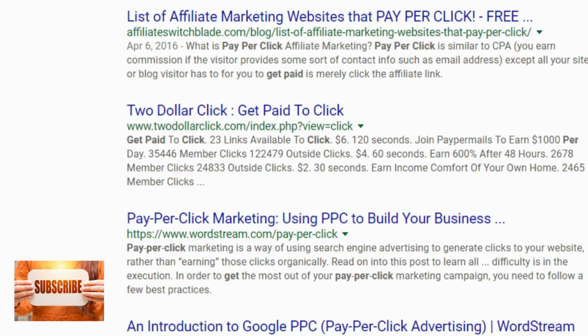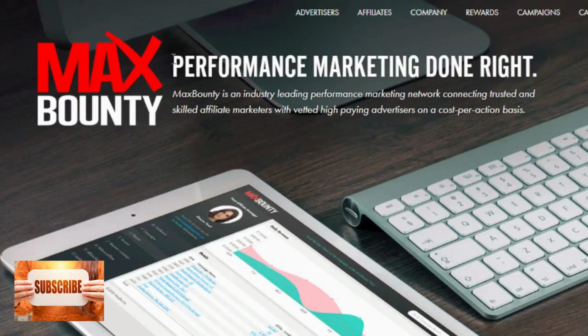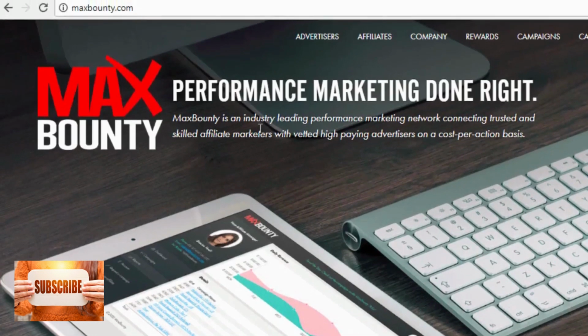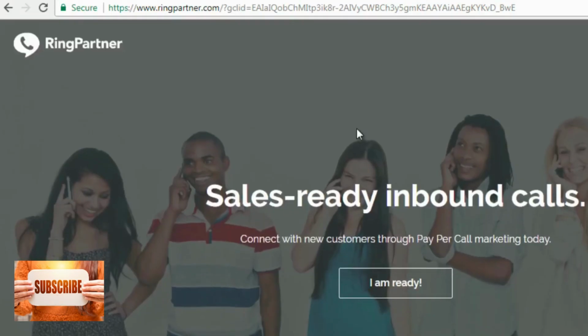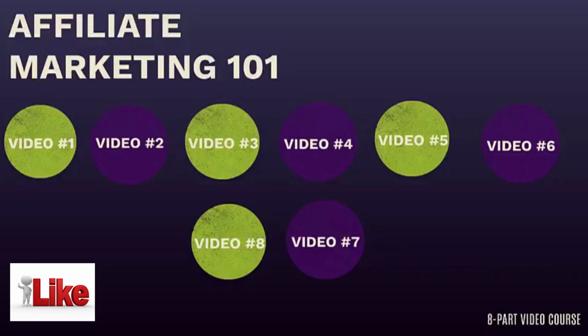So as far as the pay per lead or pay per call, maxbounty.com is one of the top CPA networks, and that's maxbounty.com. There are tons of other CPA networks out there as well that you can make money with, but at this time, maxbounty.com is the one that we've actually used and tested. Another one, which is pay per call, would be ringpartner.com. That's ringpartner.com. And that's it.